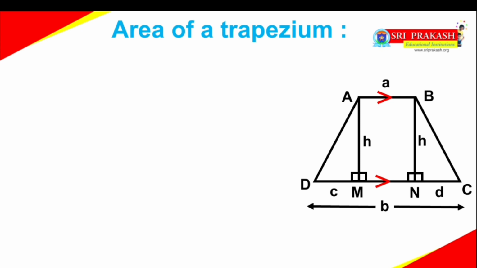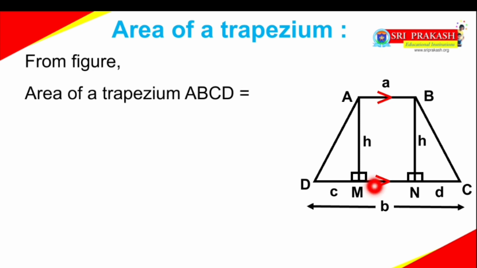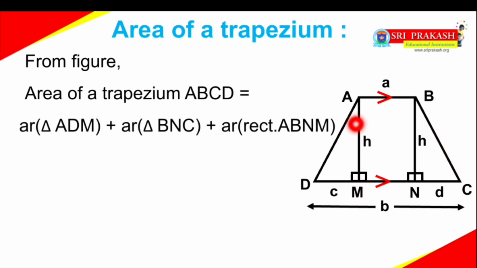Next, from the figure, area of trapezium ABCD is equal to the area of triangle ADM plus area of triangle BNC plus area of rectangle ABNM. Now, let us find the area of each figure. Children, what is the area of a triangle? Yes, it is half into base into height.